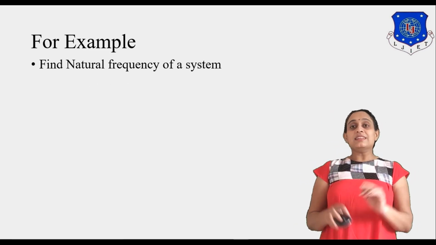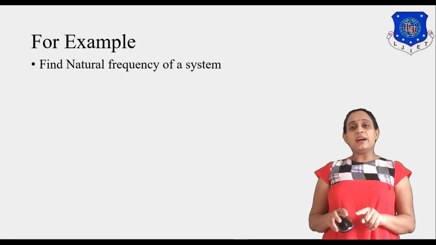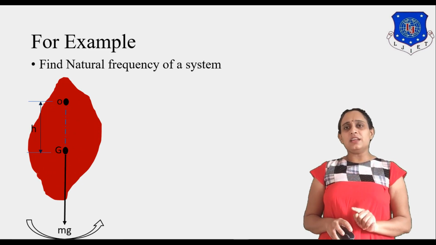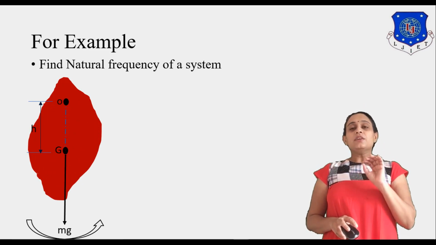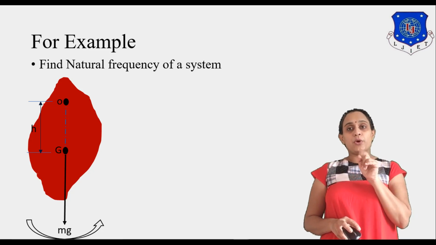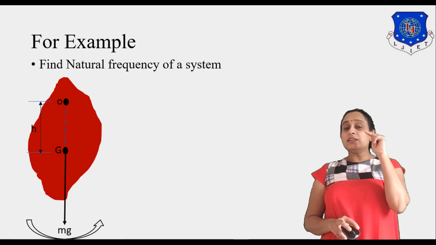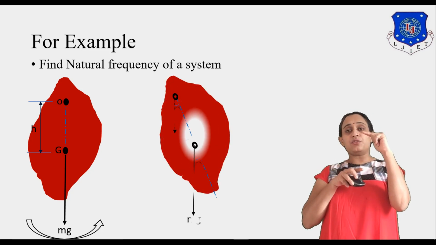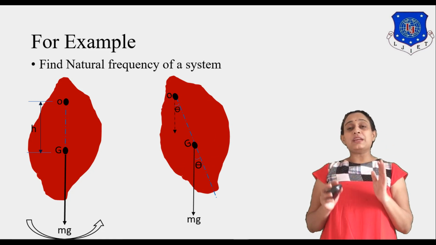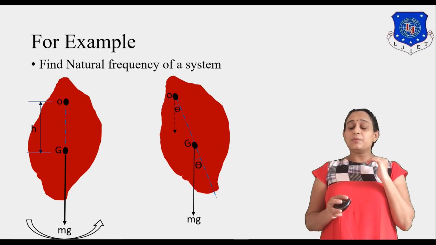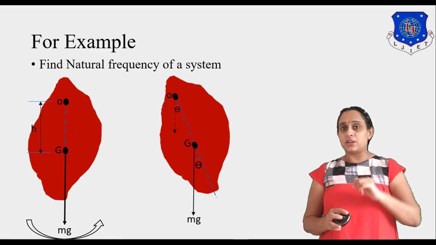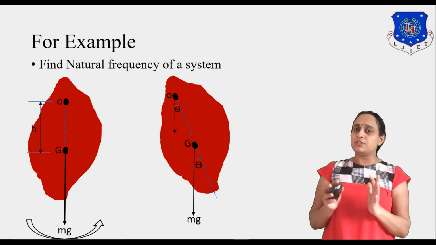As you see, there is a rigid body, and the axis of the rigid body is nearly at the centermost position. We want to oscillate this object about point O, and the distance between O and the center of gravity is height h. The total weight of this system is mg, acting in the downward direction.